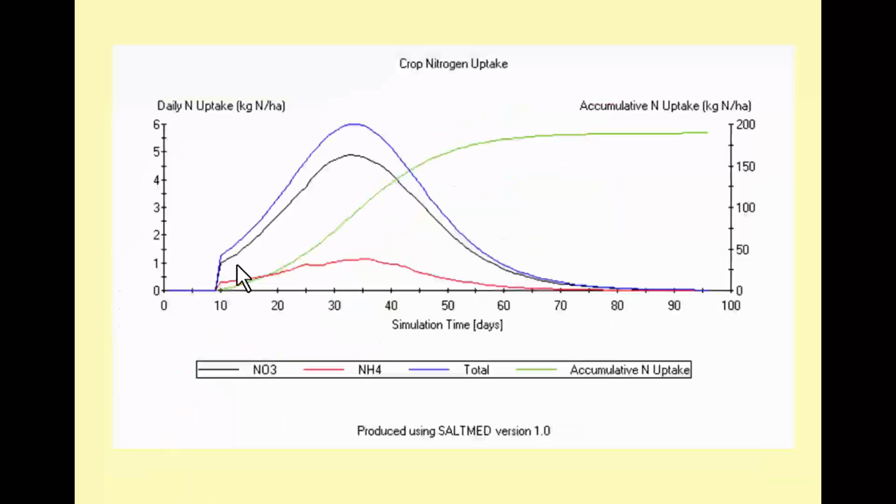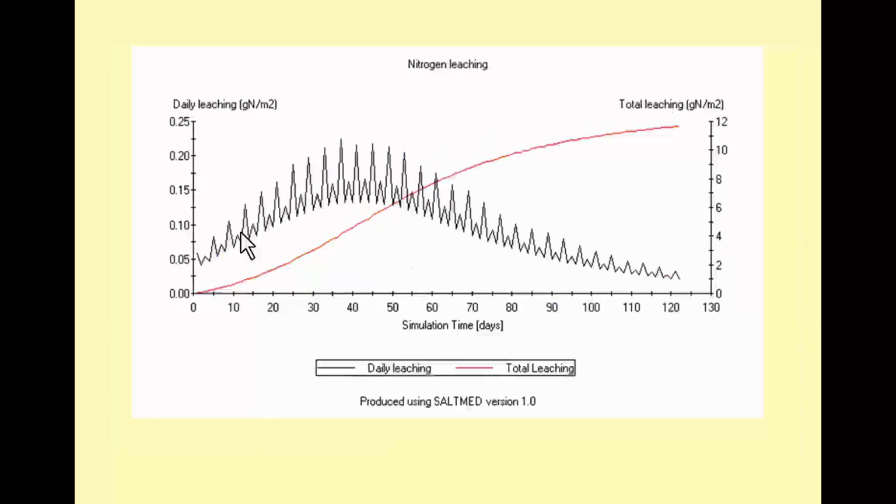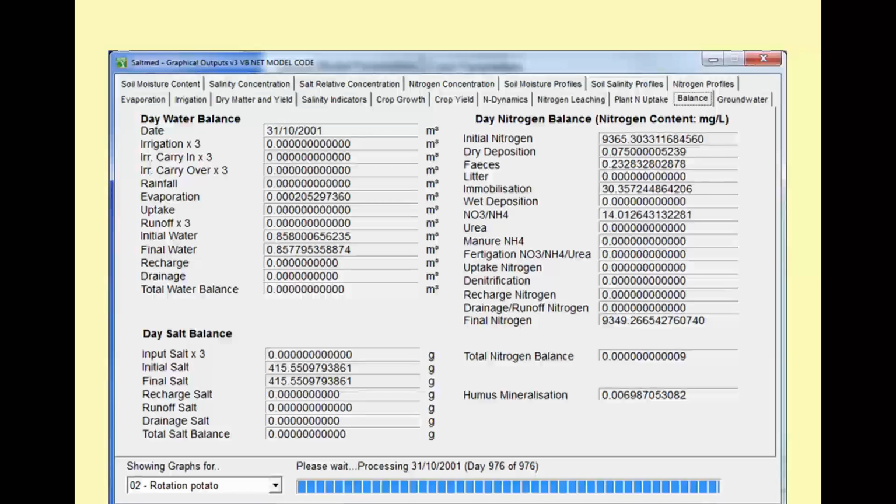The model also gives you the total dry matter and gives you the final yield here. And also the model can show you the nitrogen uptake and the total nitrogen uptake by the crop. And also can show you the nitrogen leaching to the drains and the cumulative value as well. One important thing of the model is it gives you the water balance and nitrogen balance and the salt balance. And usually you should see zero balance, an indication that the mass balance has been observed.